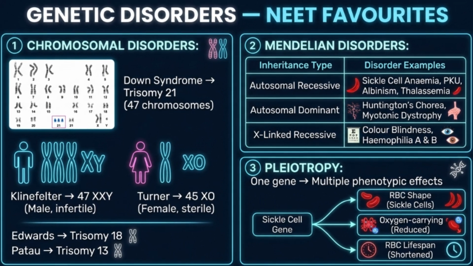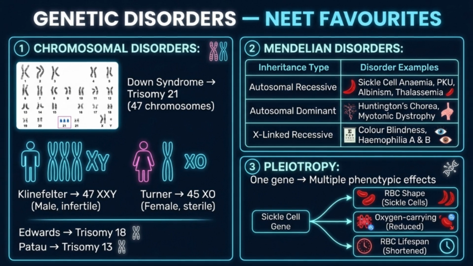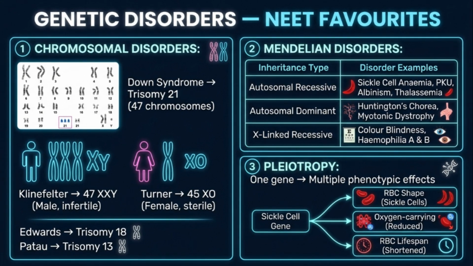Genetic disorders. NEET tests this heavily. 2 categories, chromosomal and Mendelian. Chromosomal disorders result from abnormal chromosome number, aneuploidy. Down syndrome is trisomy 21, 3 copies of chromosome 21, total 47 chromosomes. Features: mental retardation, short stature, characteristic face. Klinefelter's, 47 XXY, male phenotype with feminine features, infertile. Turner's, 45 XO, female phenotype, sterile, short stature.